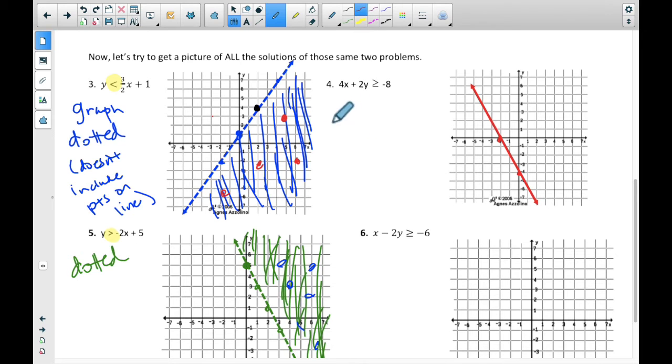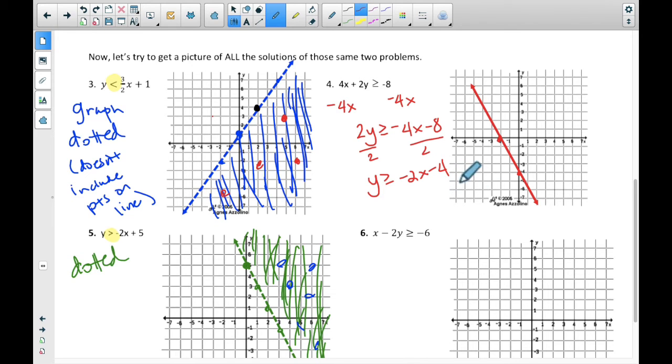Let me show you what I mean. We're going to subtract 4x from both sides, and we've done this before. This is not new. Now we have 2y greater than or equal to negative 4x minus 8. I'm going to divide by 2, and I get y greater than or equal to negative 2x, because negative 4 divided by 2 is negative 2, and negative 8 divided by 2 is negative 4. All right, let's take a second to look at this.